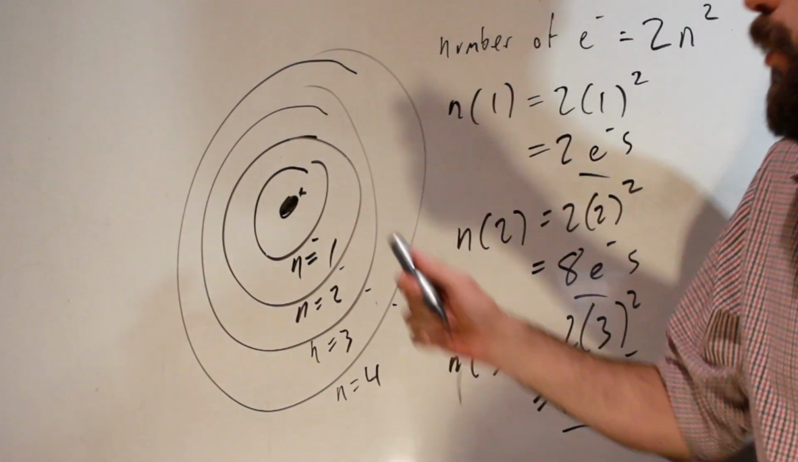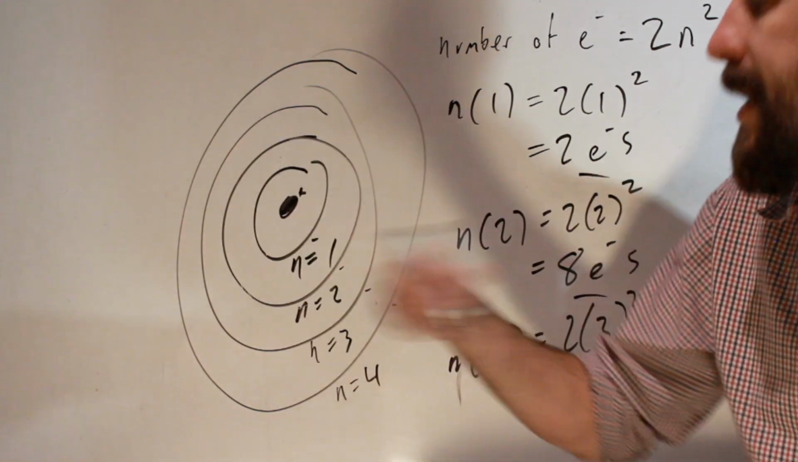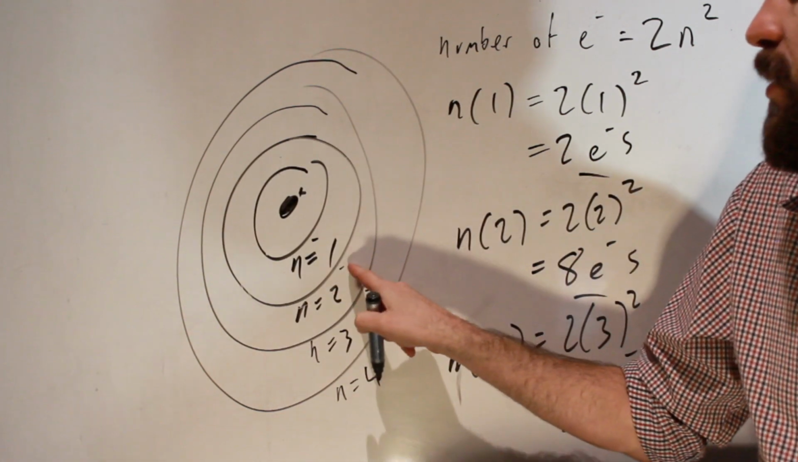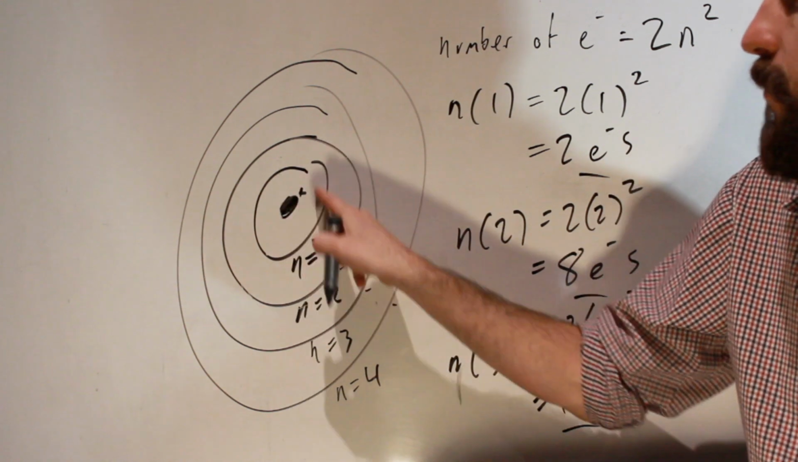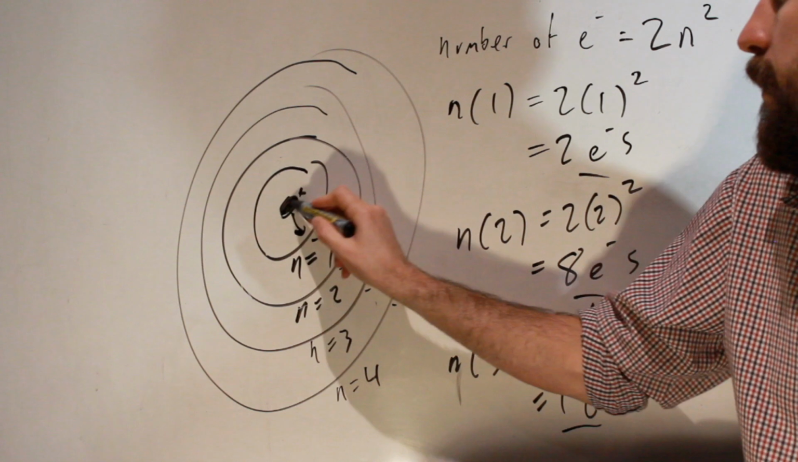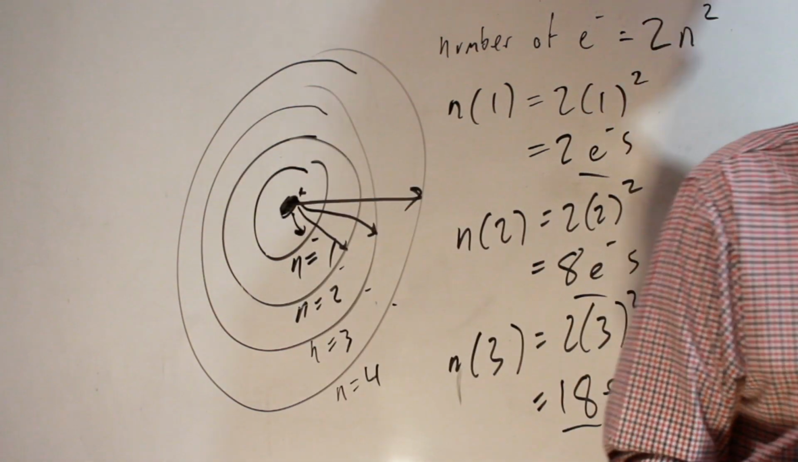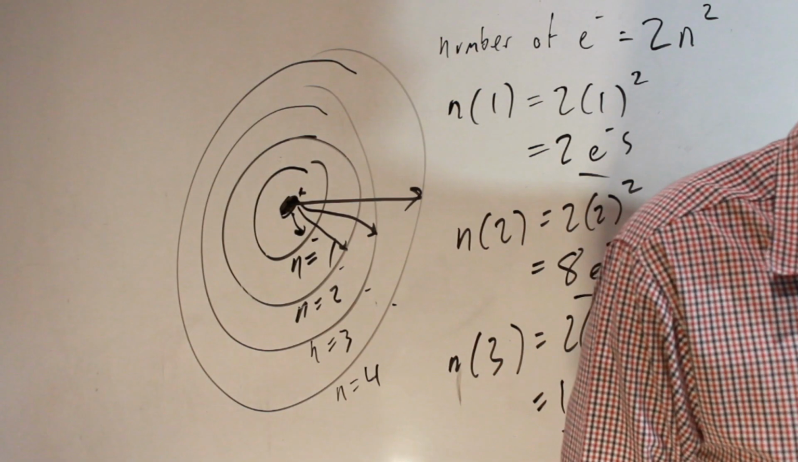So the further we go from our nucleus, these quantum levels increase their energy, because the electrons are held less tightly by the positive nucleus, since they're further away from the nucleus. So the further out the principal quantum level is, the higher energy that principal quantum level is.